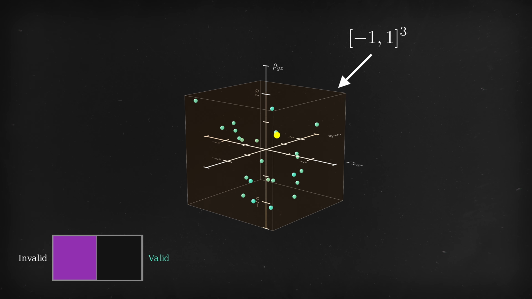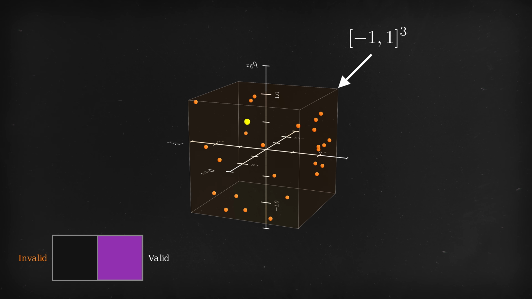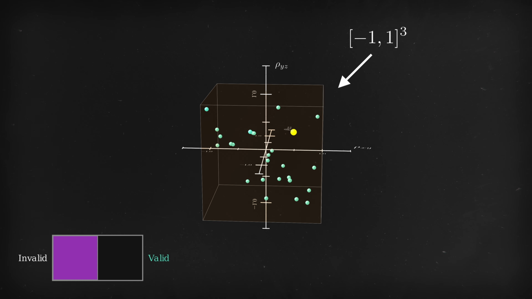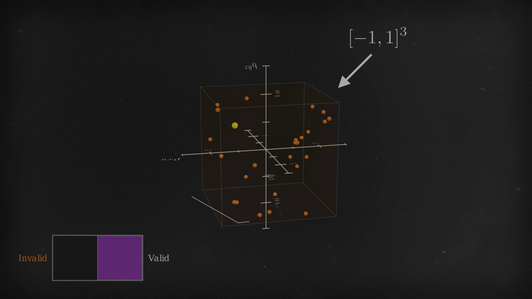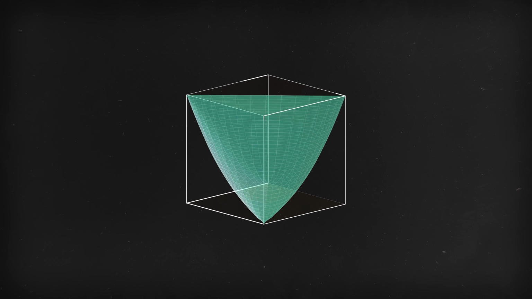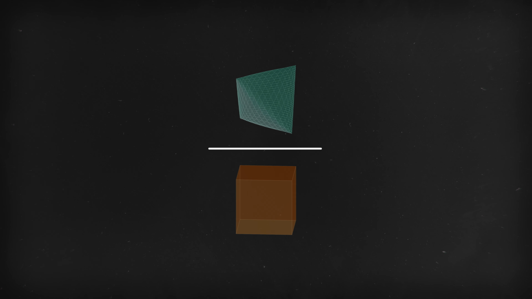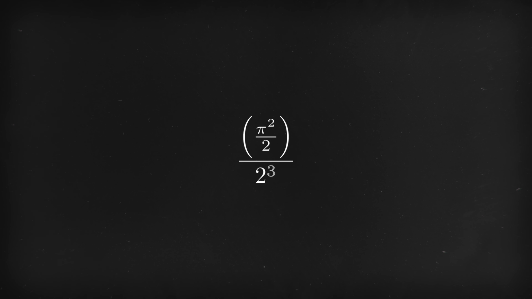Remember earlier in the video, some samples from the cube were valid correlation matrices, but not all of them. What is the probability that a random sample from the cube is a correlation matrix? We can calculate this by taking the ratio of the volumes. Intuitively, the volume of the elliptope shows how much of the cube is positive semi-definite. Dividing this by the volume of the entire cube gives the probability that a matrix generated uniformly from the cube is a correlation matrix. This probability is pi squared over 16, or about 0.62.